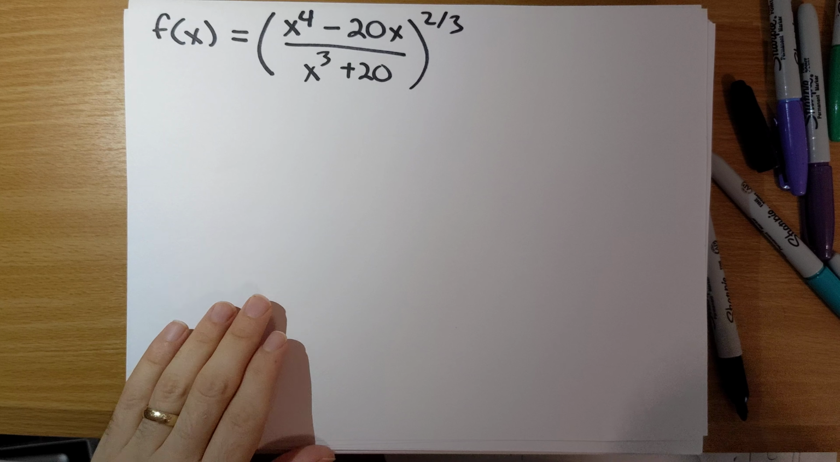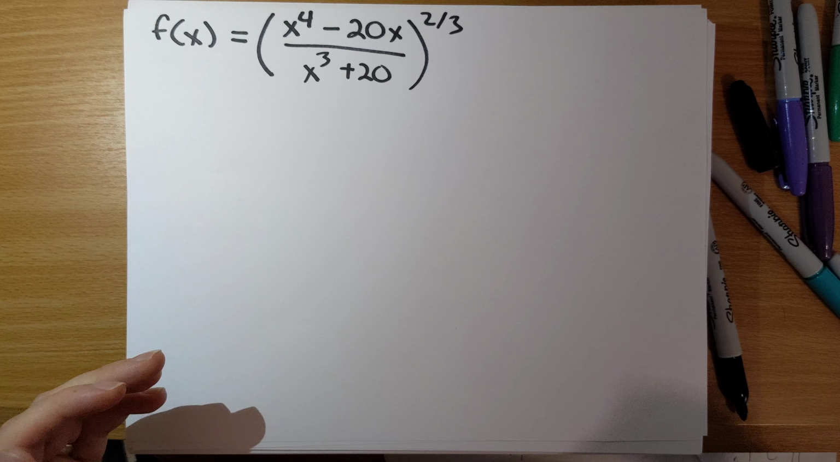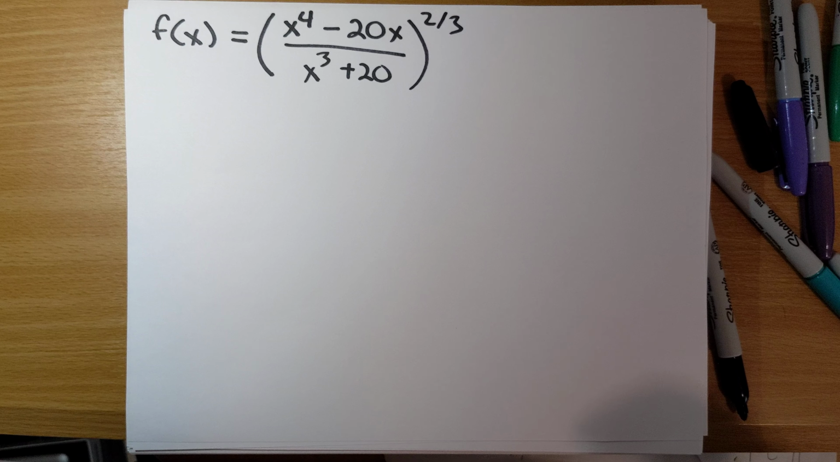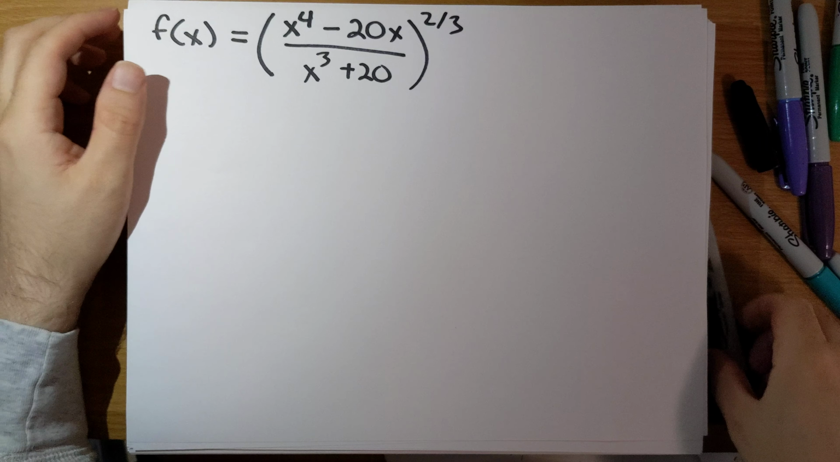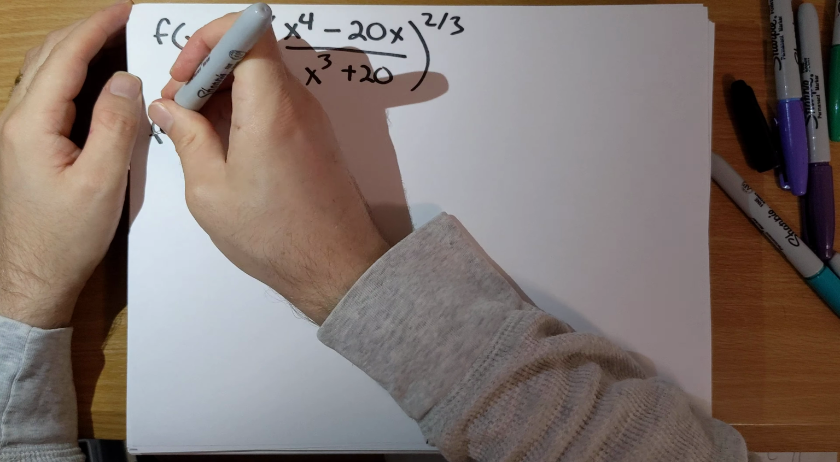Problem number 40, we're going to need a couple of derivative rules to do this. I think we'll need the chain rule and the quotient rule and the power rule. So what's the derivative here?